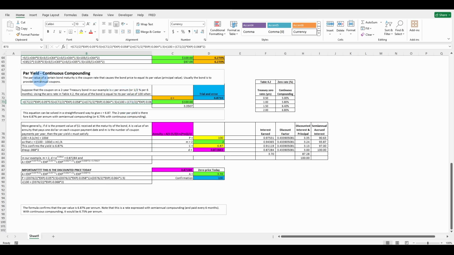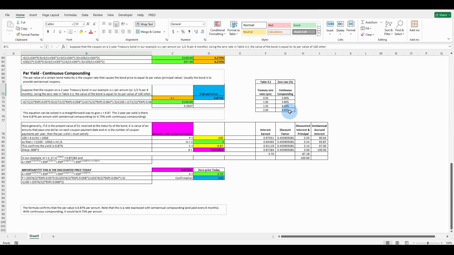Now keep in mind when we're doing this, we have this par yield, continuous compounding. The par yield of a certain bond maturity is the coupon rate that causes the bond price to equal its par value, principal value. Usually the bond is to provide semi-annual coupons. What we have to look at here: suppose that the coupon on a 2-year treasury bond, here's our term structure here, in our example is C per annum, or 0.5C per 6 months. Using the zero table in table 4.2, the value of the bond is equal to its par value of 100 when it looks like this. Here is our structure.